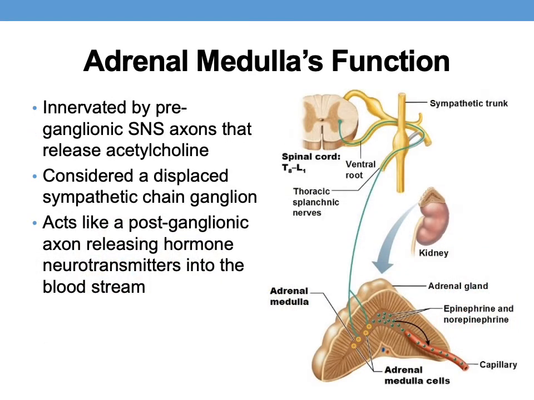The adrenal medulla's function. It's innervated by preganglionic sympathetic nervous system axons that release acetylcholine. It is considered a displaced sympathetic chain ganglion because it acts like a postganglionic axon: when it's stimulated, it releases hormones or neurotransmitters, epinephrine and norepinephrine, into the bloodstream.